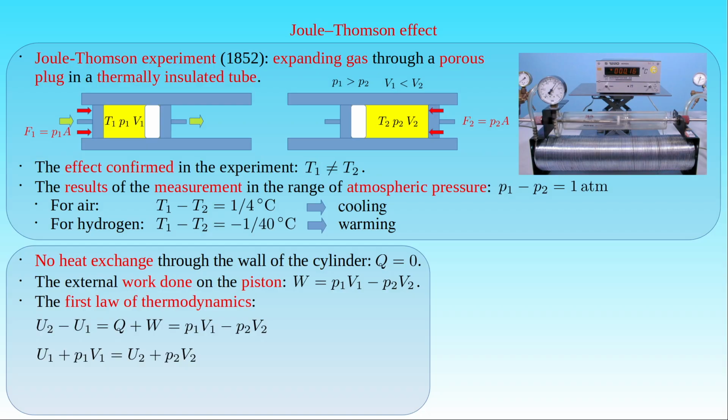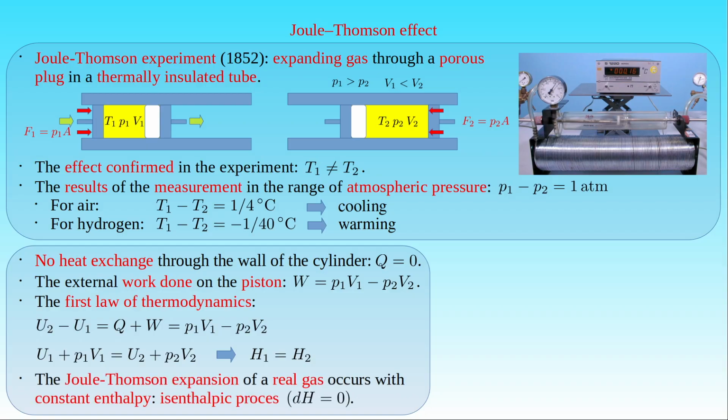Since the enthalpy of a thermodynamic system is defined by the sum of its internal energy U and the product of its pressure P and volume V, the equation tells us that the initial enthalpy H1 of the gas is equal to the enthalpy H2 in its final state. This result shows that the Joule-Thomson expansion of a real gas occurs with constant enthalpy, that is, we talk about an isenthalpic process where the change dH in the enthalpy of the gas is equal to 0.